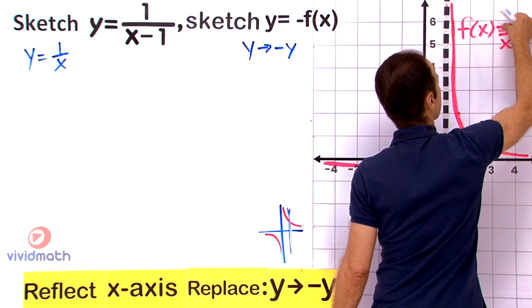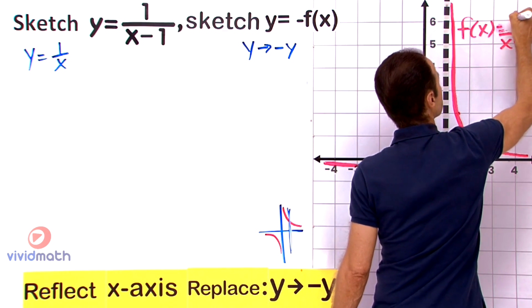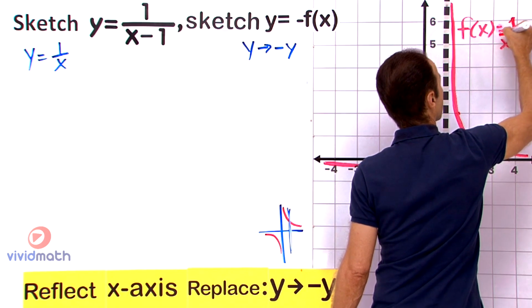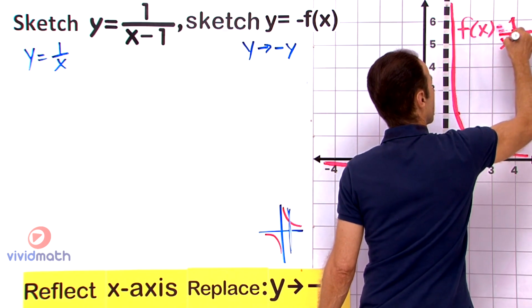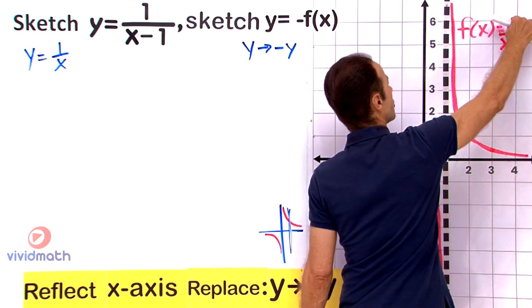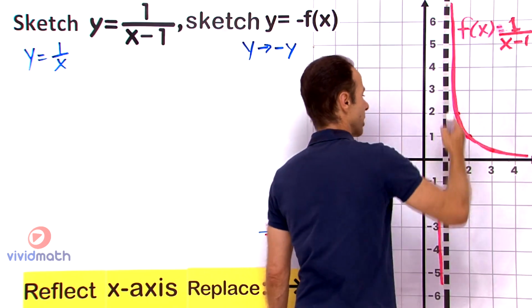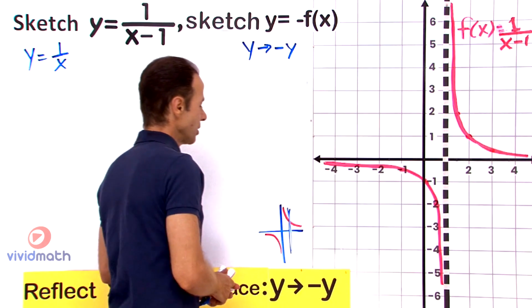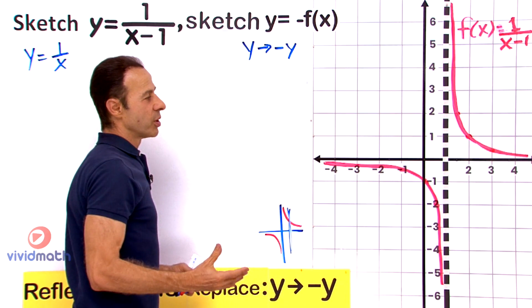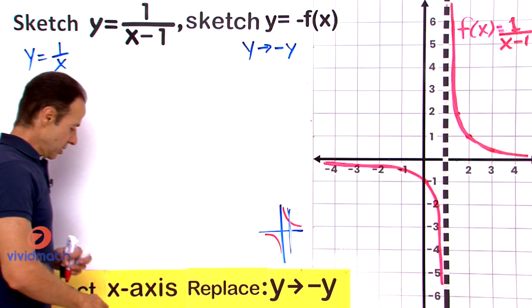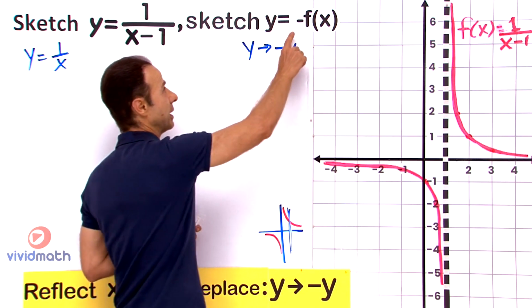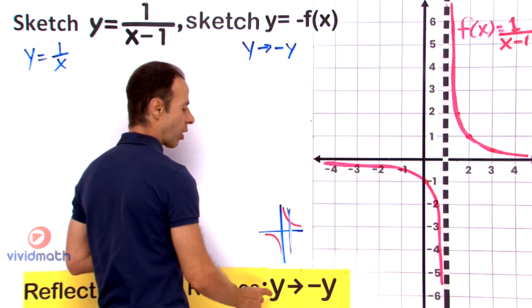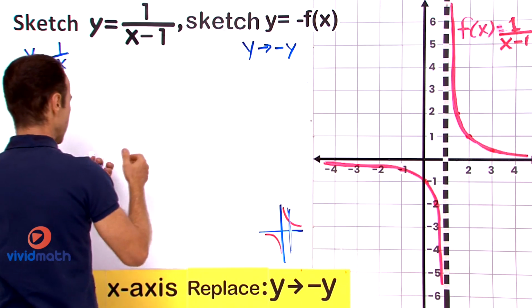So f(x) equals 1 over x minus 1. There's our function right there. Now what we want to do is reflect it about the x-axis, as I said earlier, because we're looking for negative f(x) and we're replacing y with negative y. So let me go ahead and do that.